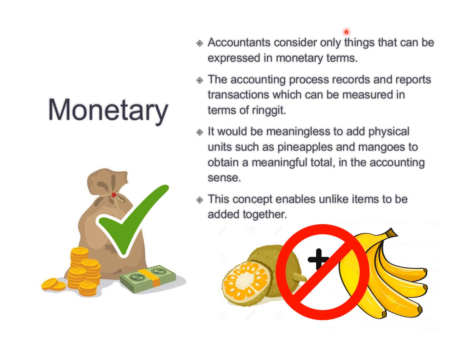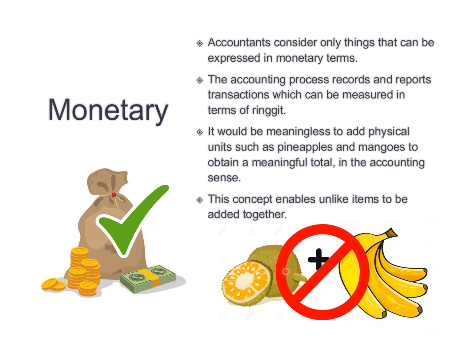Seterusnya, kita akan tengok on monetary concept. So, accountant hanya akan consider things that can be expressed in monetary term. Mesti boleh di-convert kepada dollar term, monetary term. The accounting process records and reports transaction which can be measured in term of ringgit. So, bila kita record transaction, kita akan record dia those yang can be measured in term of ringgit. Because it would be meaningless to add a physical unit such as pineapple and mangoes to obtain a meaningful total in accounting sense. This concept enable unlike items, item yang tak serupa tapi kita boleh add dia together.